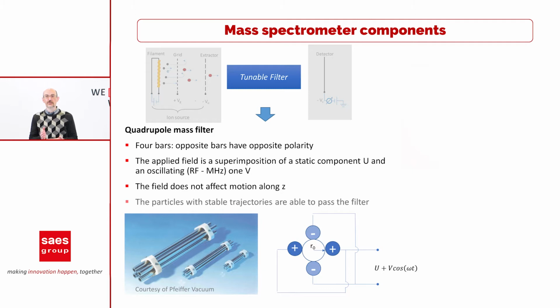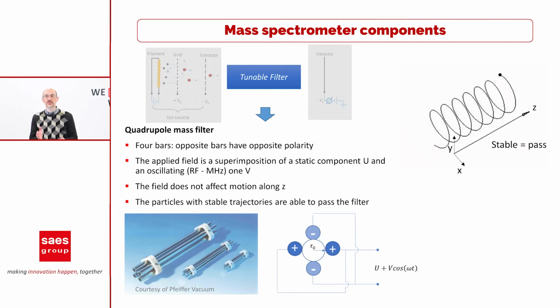The particles with a stable trajectory can reach the detector, while if the trajectory is unstable, the ions are lost on the electrodes. Acting on U and V potential, it is possible to select a narrow transmission window for the given mass-to-charge ratio, so that we can focus on a specific ion or perform a scan of the whole mass range.